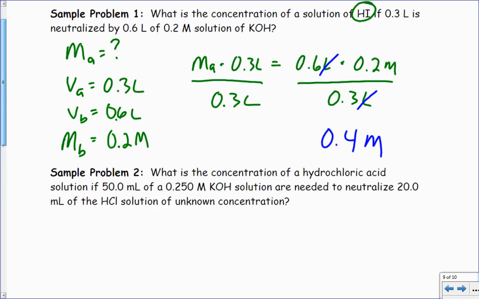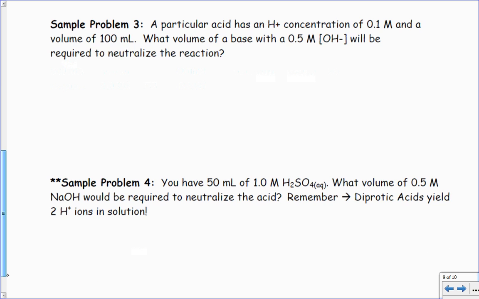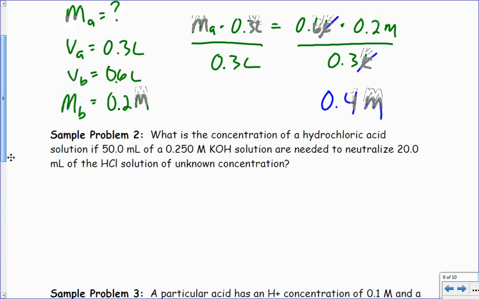Simple plug and chug. Identify my variables, plug them into the equation. Oh, there's 4? Oh, look at this. I do too, and you do too. I love it. I love when a plan comes together. What is the concentration of hydrochloric acid? I don't know the concentration of my acid. In a solution at 50 milliliters, so volume of acid. Oh, and that's volume of base.